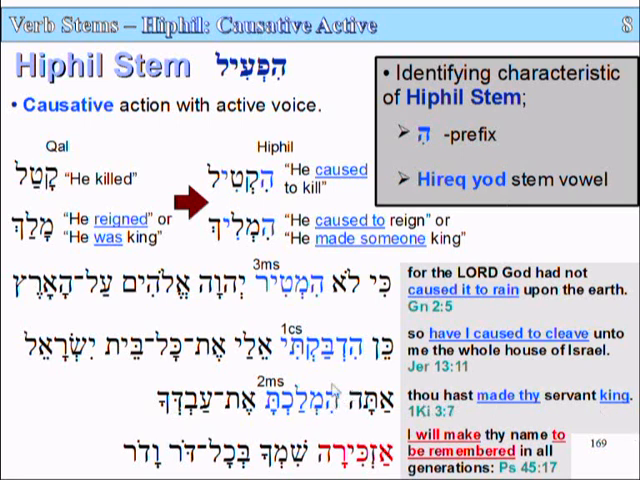Again, you can see in the perfect form, it's very easy to recognize because it has a hirik and a hey prefix and a hirik yod in the stem vowel. And in these ones, it doesn't have the stem vowel. Okay, so let's have a look at the table.